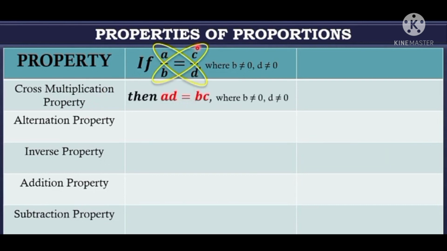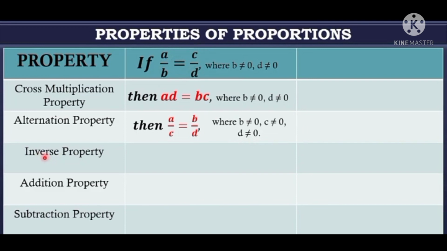How will we apply the cross multiplication property? Just like we did earlier, we will cross multiply. Then, this is A times D is equal to B times C. For the alternation property, this is what it looks like. We will alternate this, so it will become A over C is equal to B over D, where B should not be equal to 0, C should not be equal to 0, and D should not be equal to 0.